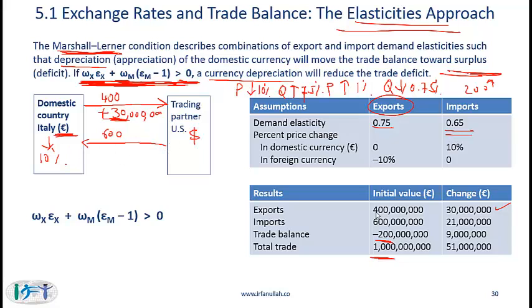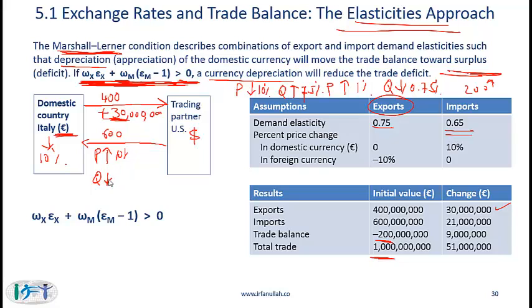Italy is importing 600 million worth of goods from the United States. When the currency weakens, what will happen to imports? And here there will be two impacts. Now, with the currency weakening, the price of the imports is obviously up. In euro terms, the price is up by 10%, and the quantity will be down.